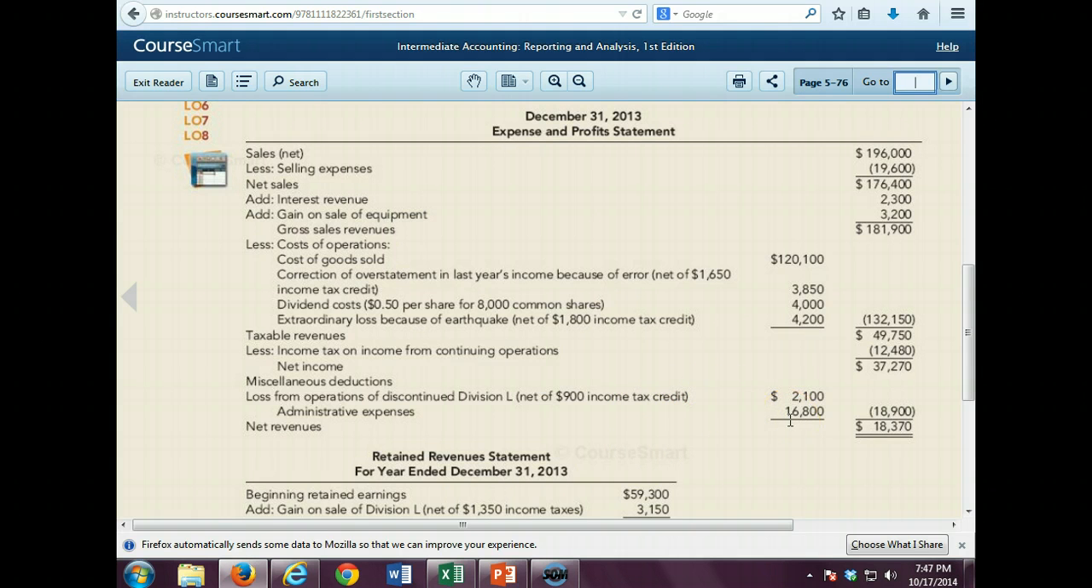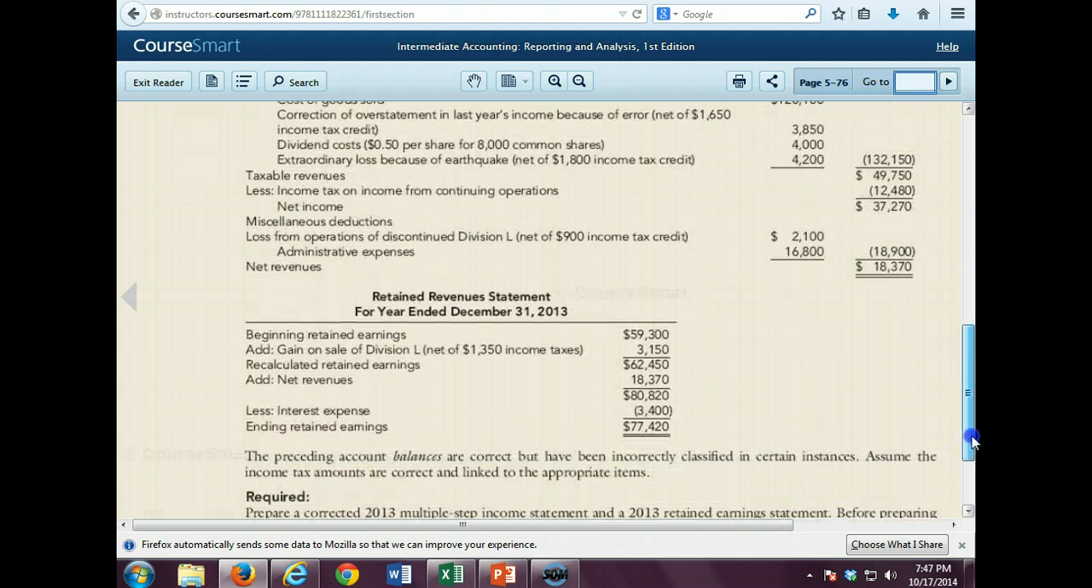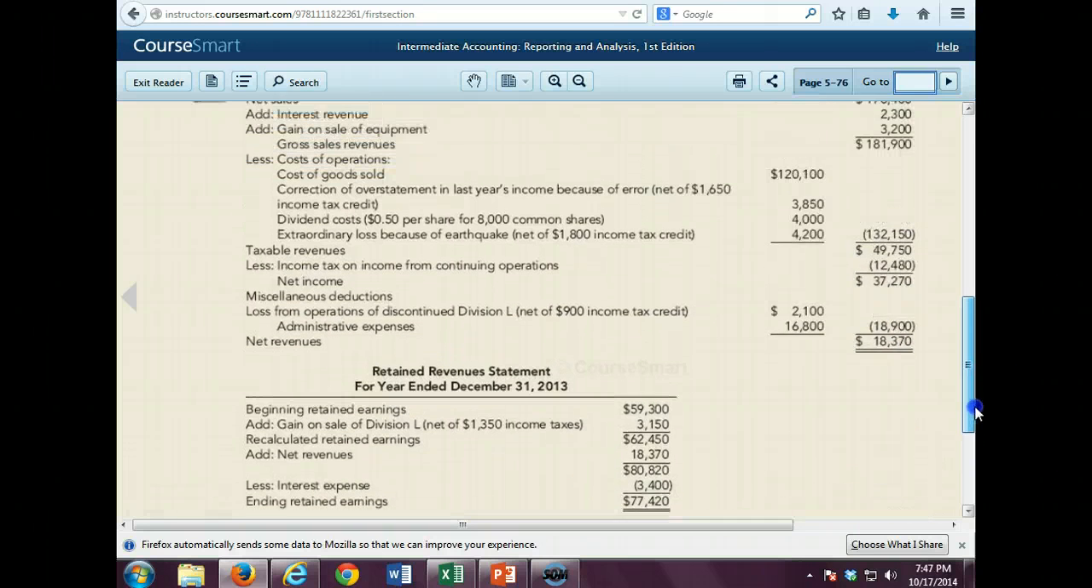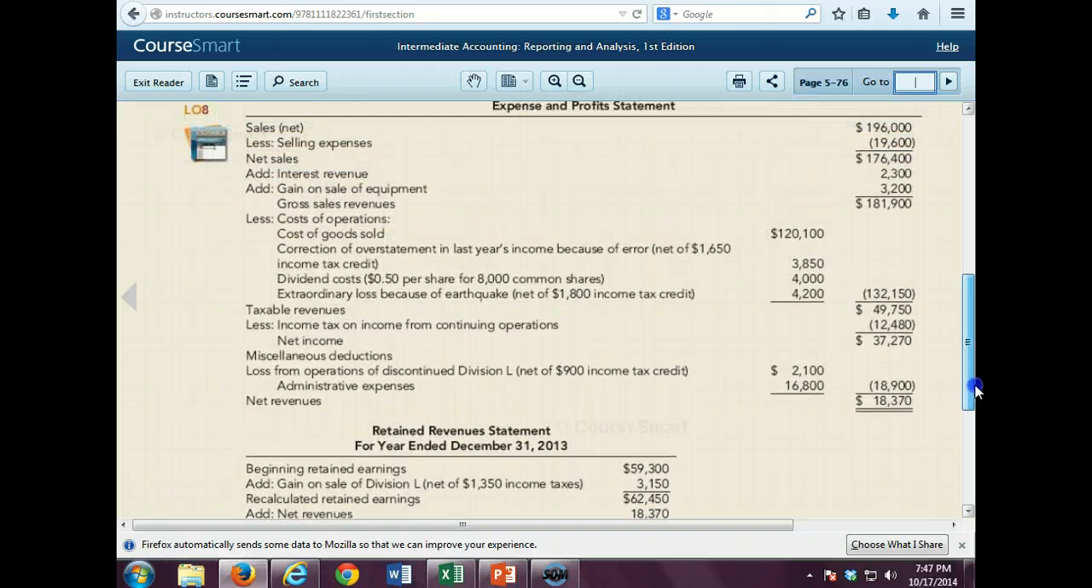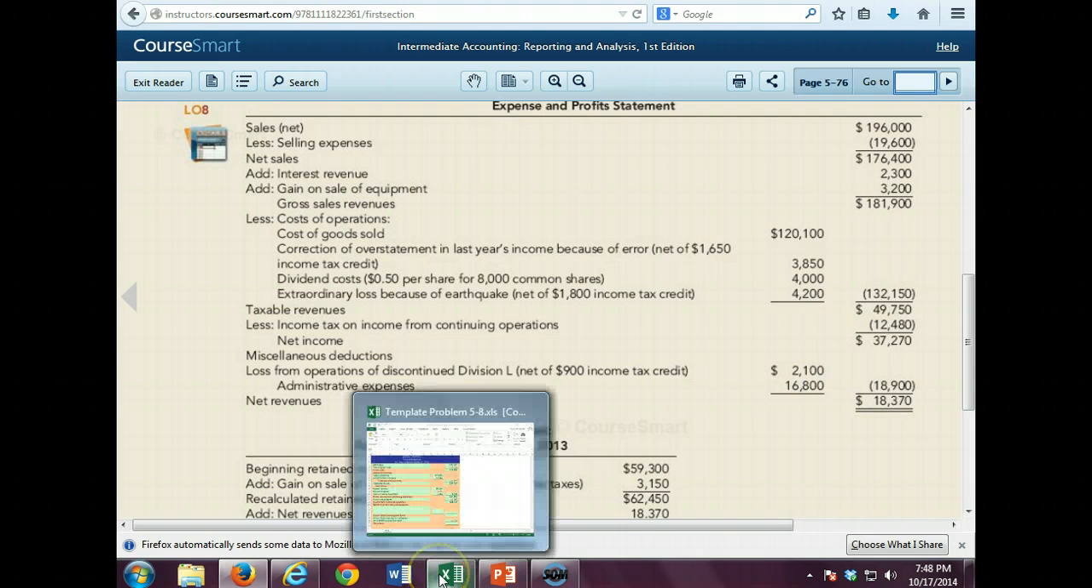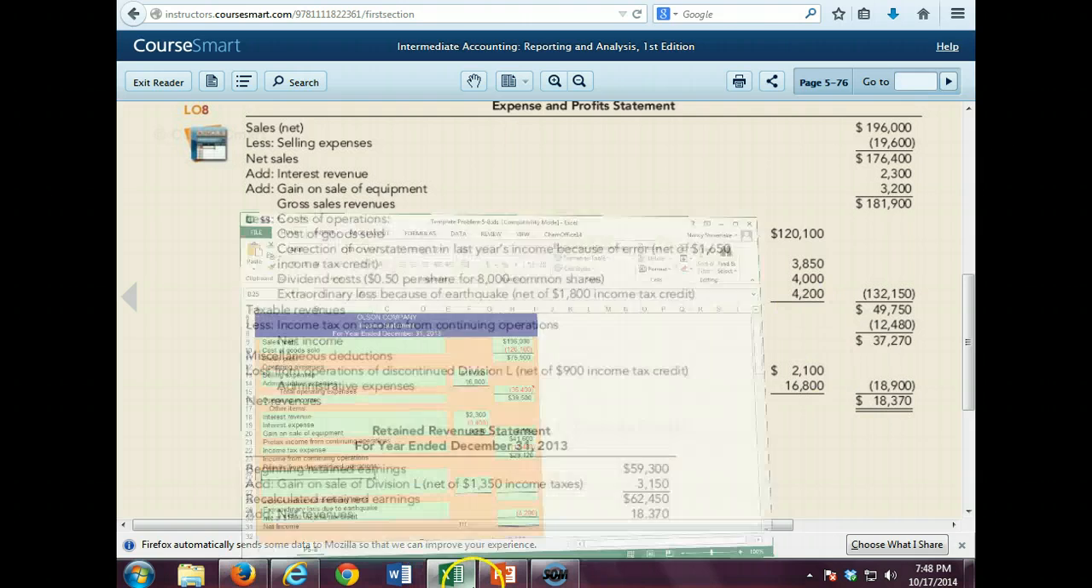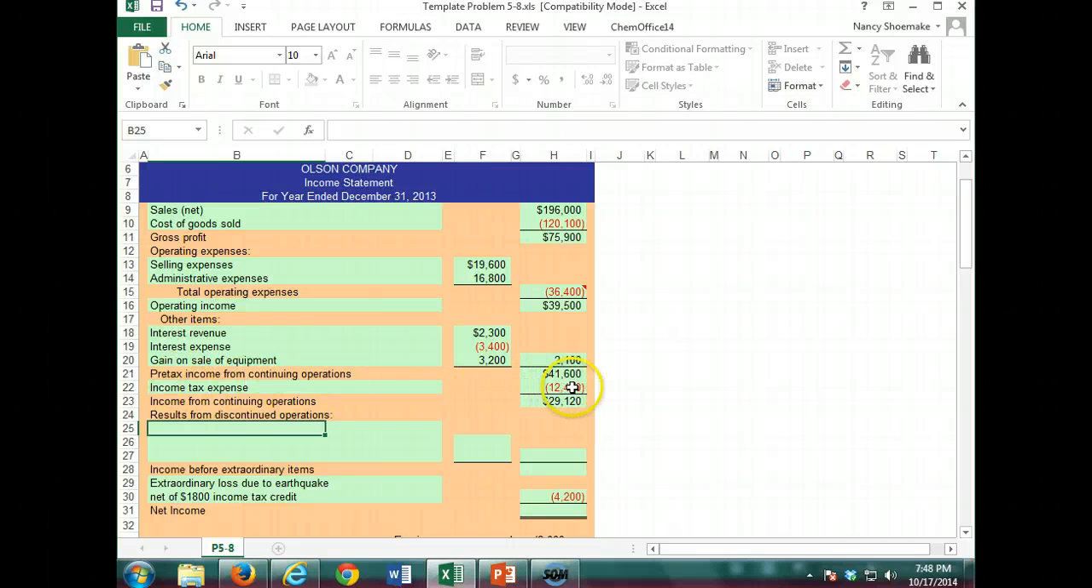And then, is there a gain on Division L somewhere? What would you do with the 900 income tax credit? Okay, the 900 is always shown net. So basically, what happens is the loss from operations of discontinued Division L, there is a tax credit of $900, so that's in this 2,100. It's always included. After this income tax, you see how we show the income tax here? After that figure, anything we show as a result of discontinued operations or extraordinary items, you always net it.